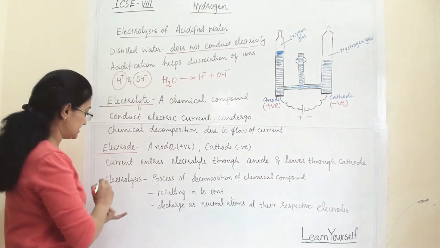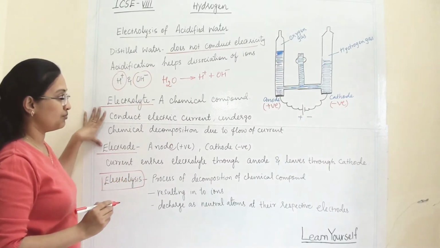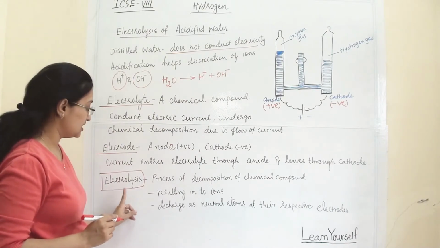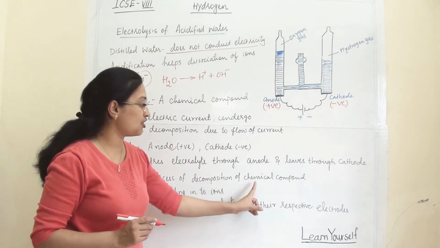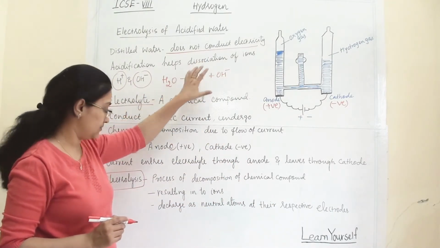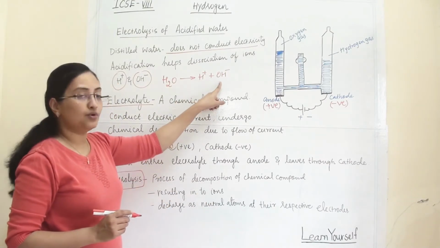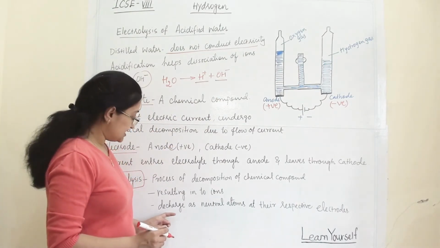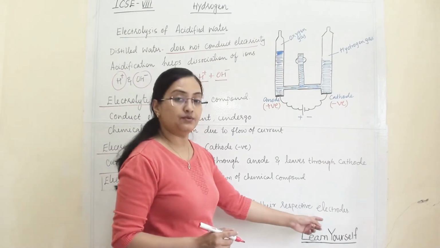Now, electrolysis. These two were important components of the electrolytic cell. This is a process, that is electrolysis. What is electrolysis? It is a process of decomposition of a chemical compound. So which compound here has been decomposed? Water, resulting in ions. So it will decompose and give us ions. And the third one is discharge as neutral atoms at their respective electrodes.